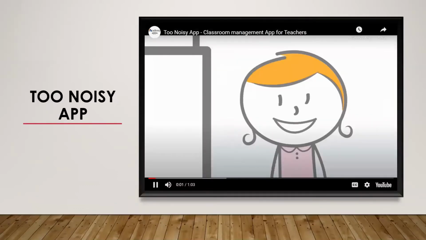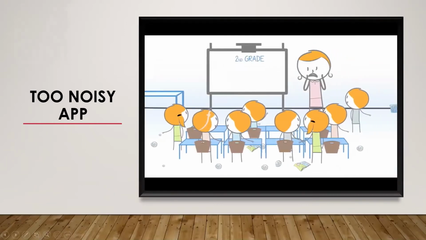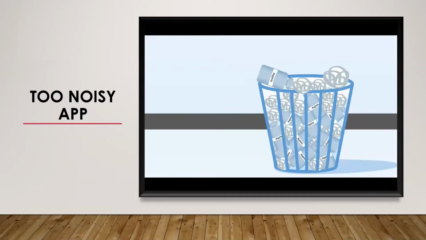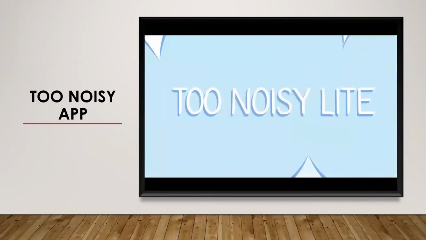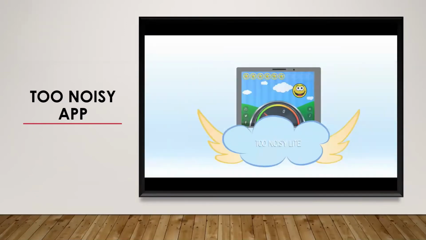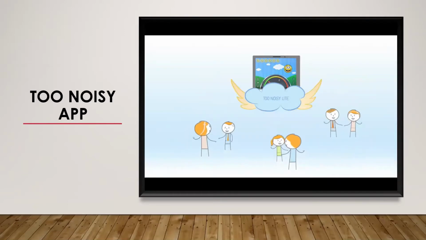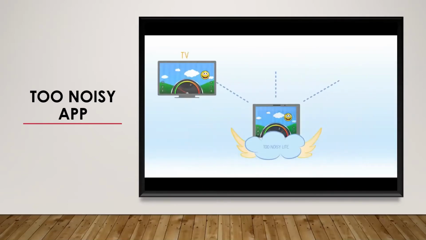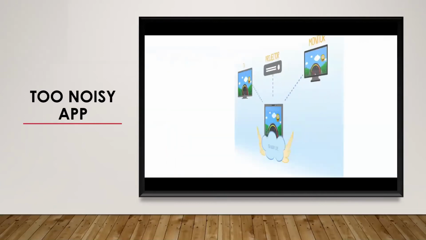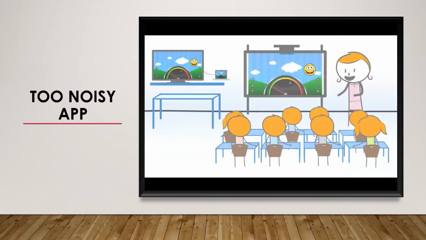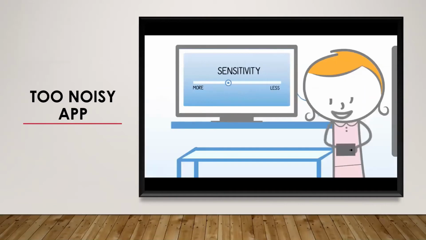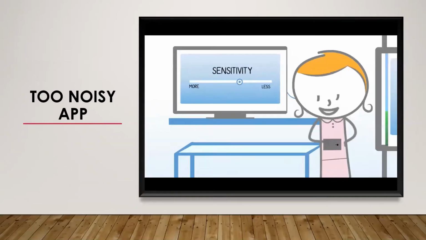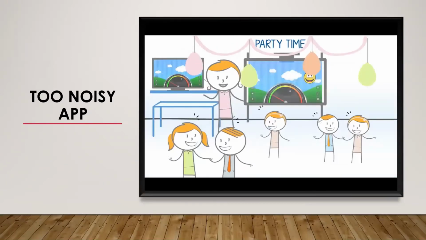Meet Tracy. She's a second grade teacher. There was a time when her noisy classroom had her taking aspirin regularly for headaches. But that changed when she found Too Noisy Light, an app that provides her students with entertaining graphics that let them know when their voices get too loud. When mirrored to a TV, monitor, or projector, the students can see it no matter where they are in the classroom. Tracy really enjoys being able to adjust the sensitivity, allowing her students to be louder on occasion.